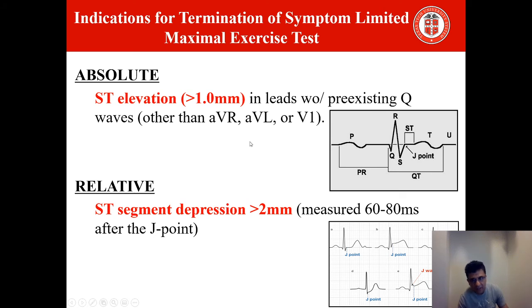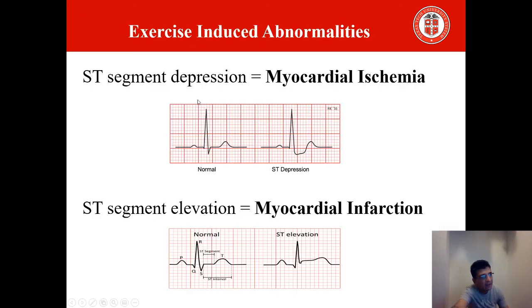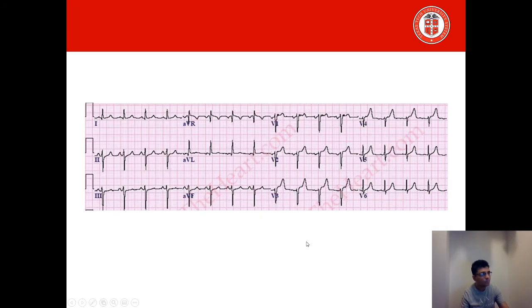Now, this is just the numbers of what we have talked about. If the depression is more than 2 mm, you have to stop the exercise because this is myocardial ischemia. If the ST elevation is more than 1 mm, you again have to stop exercise because we have myocardial infarction. So depression of more than 2 mm and elevation of more than 1 mm are two big indications for stopping the exercise immediately, big red flag signs to stop the exercise.